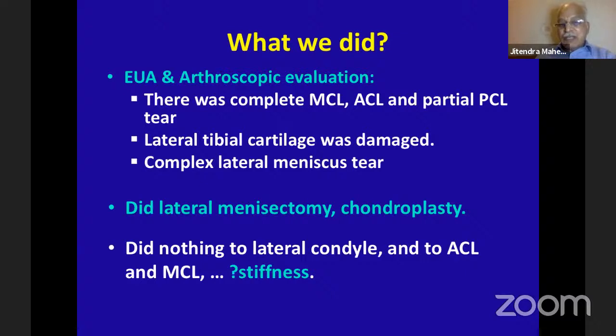So I did nothing to the lateral condyle, the ACL, or the MCL, because I knew it's already 0 to 80 degrees of movement. If I do anything, I might actually make it a stiff knee. That's something most of my patients don't like. They don't mind an unstable knee, but they cannot accept a stiff knee. So I stopped there and did only arthroscopic meniscectomy and chondroplasty, and thought I'd take my time to think what to do next and discuss all the possibilities with the patient.